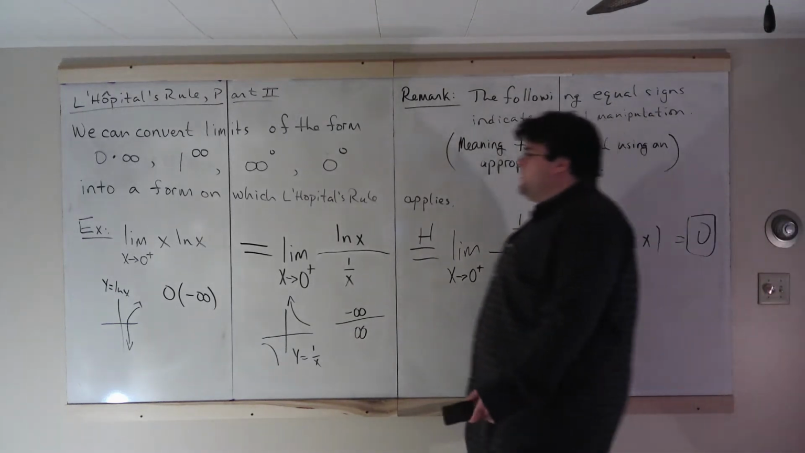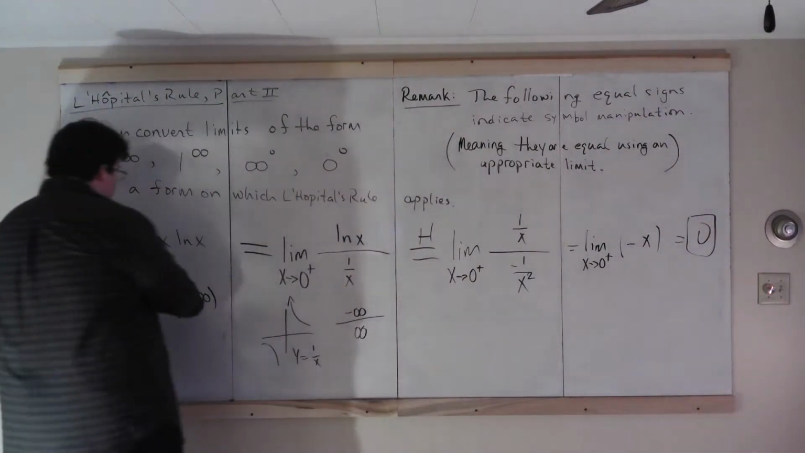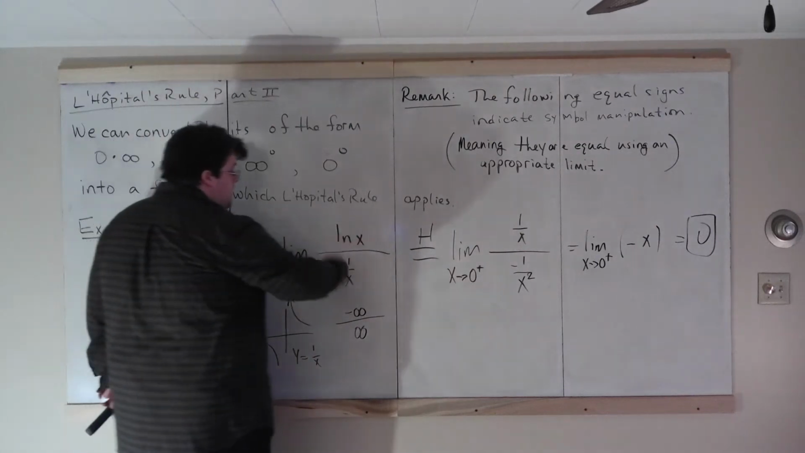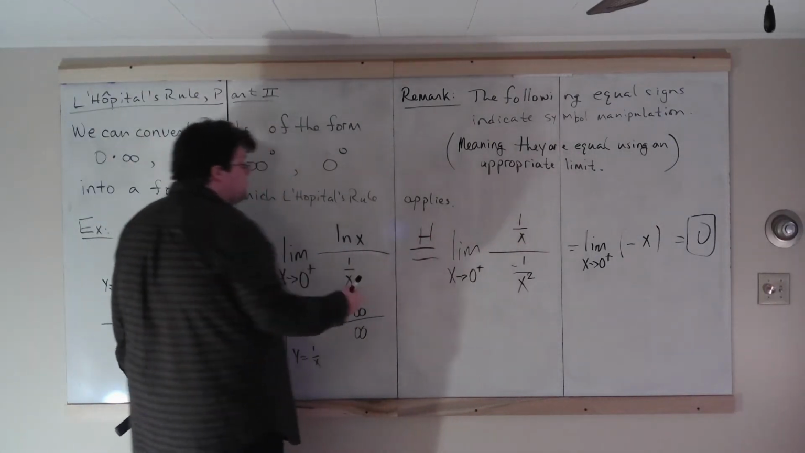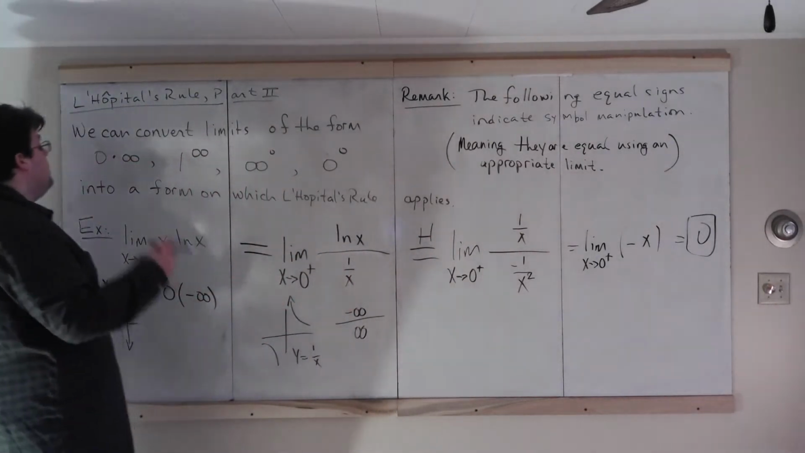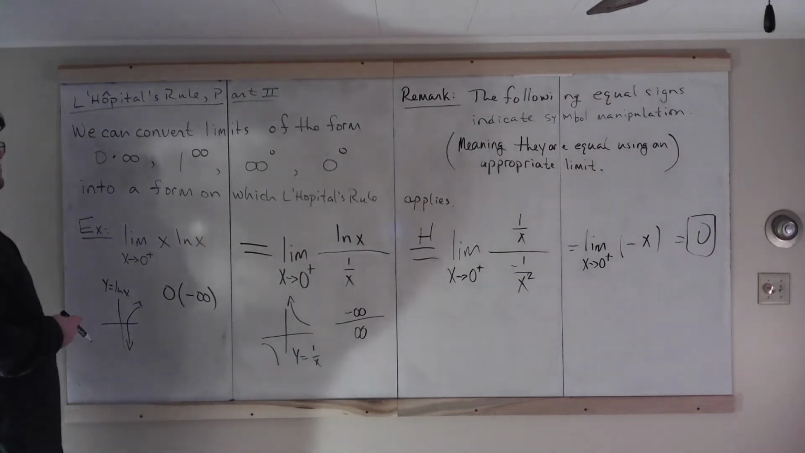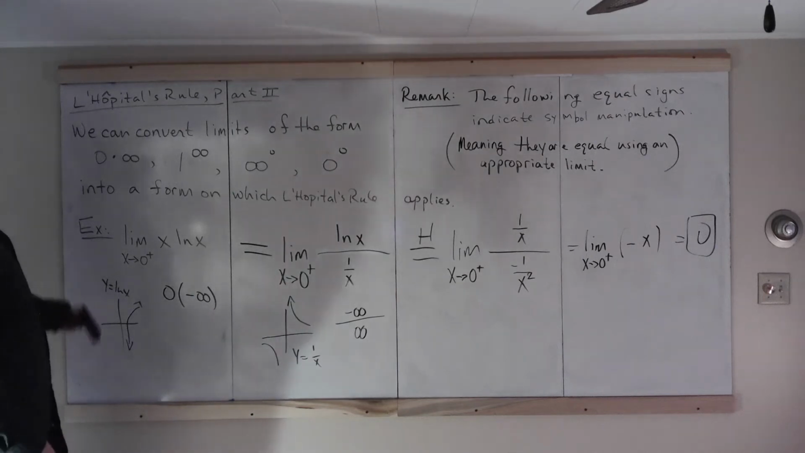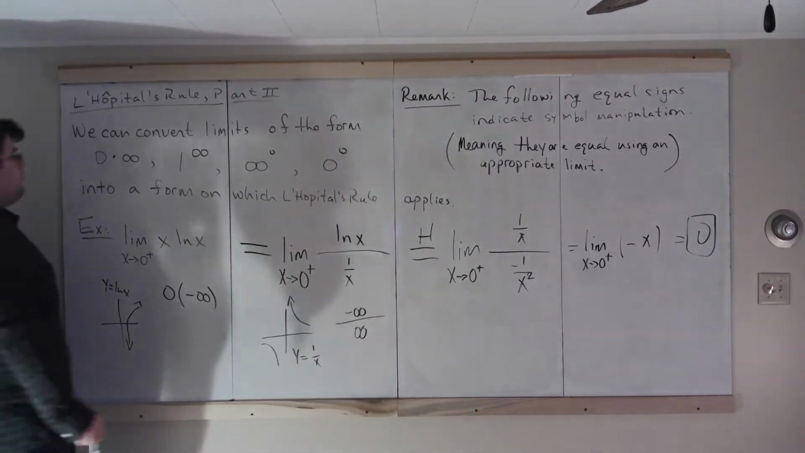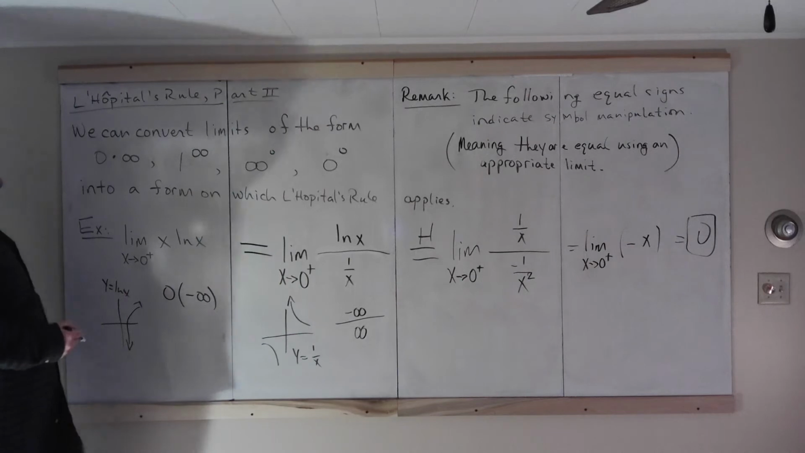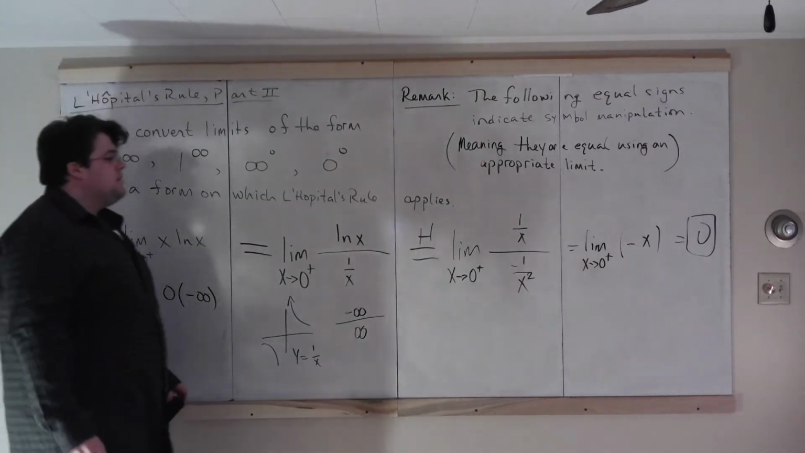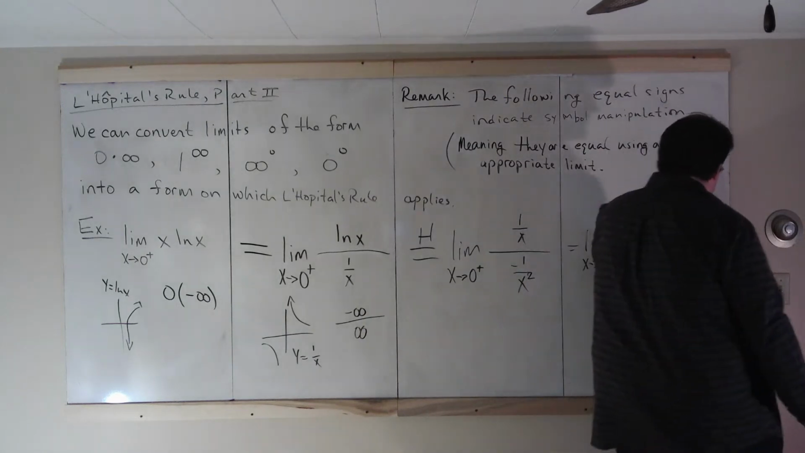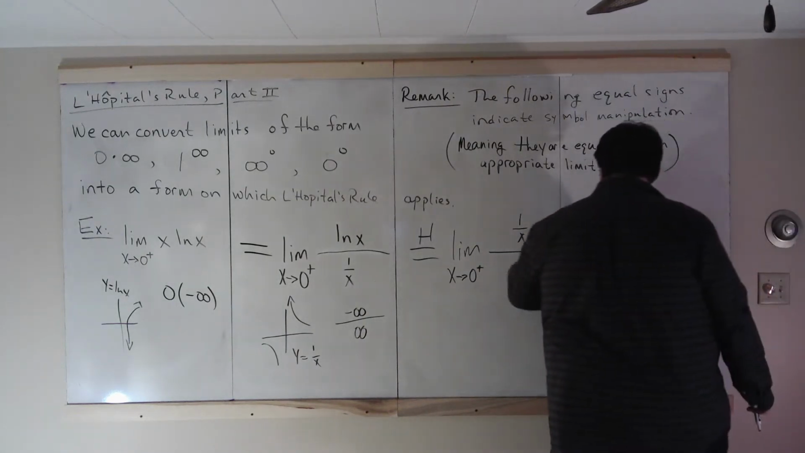So what we did here, we took a 0 times an infinity, converted it into a form on which L'Hopital's rule applies, and then we applied L'Hopital's rule. Now, we did that for a 0 times an infinity. What about these other three forms? These are 1 to the infinity, infinity to the 0, 0 to the 0 forms. How can we do that? Well, I'm going to erase this, so I'm going to continue writing under this remark.